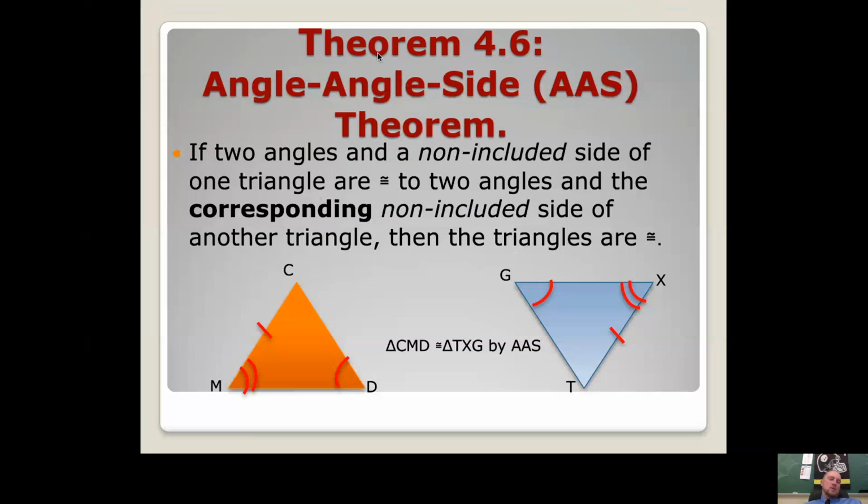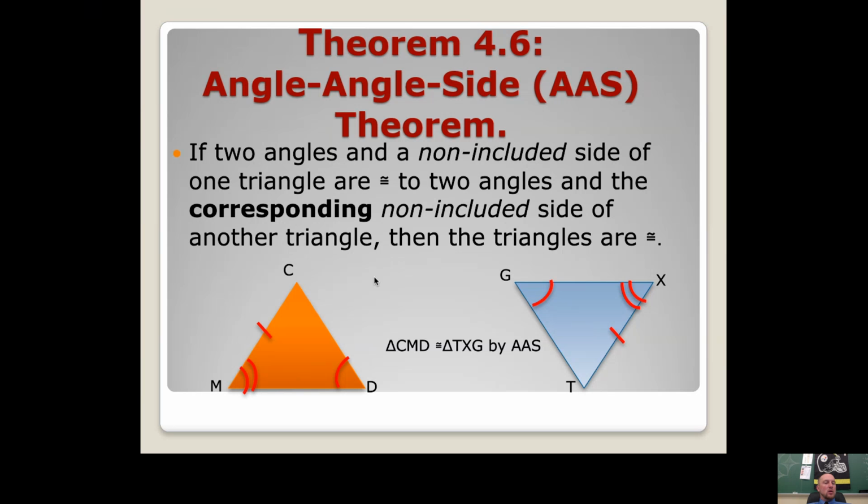This is the third part of our video on section 4.6. We're going to look at theorem 4.6. It's the angle-side congruence theorem. This is a theorem, not a postulate. It tells you when you have pairs of congruent angles in a triangle and a pair of sides that's non-included, then those triangles are congruent.